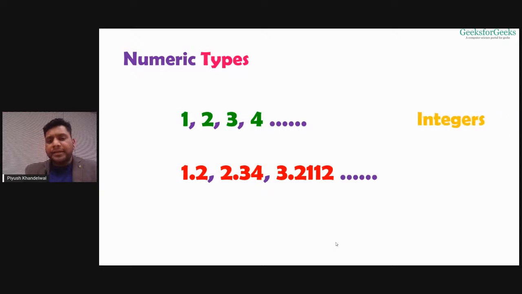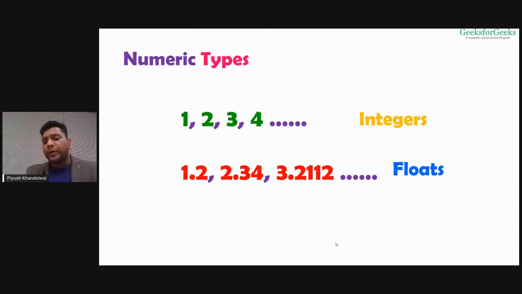In programming, these whole numbers are generally called integers. And these numbers with decimals are called floating point numbers. We call them floating point numbers because they have a floating decimal over there. And this decimal can float at any place in the number, right? So that's why we call them floating point numbers.